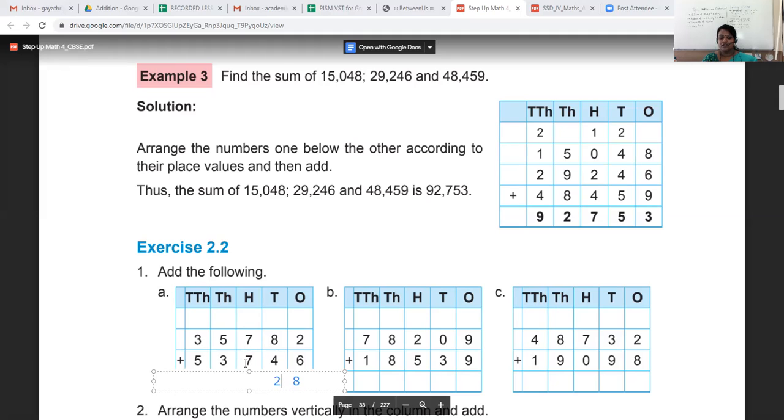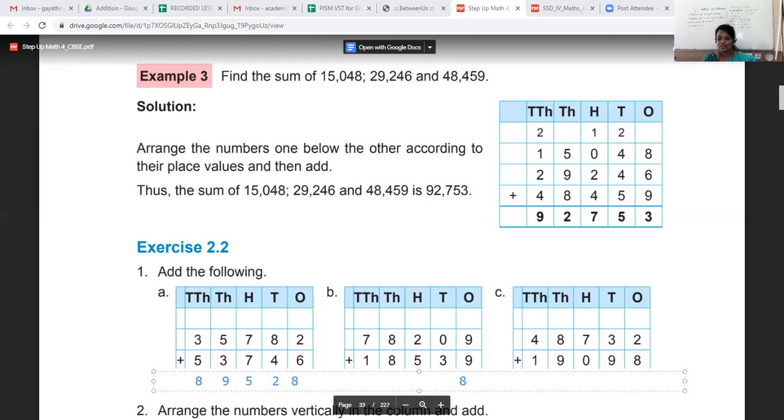7 plus 7 is 14 plus 1 is 15. So we have 1 again carried. So 1 plus 5 is 6 plus 3 is 9. Followed by 3 plus 5, that is 8. Let us go for more other examples of addition. We have 78,209 plus 18,539. 9 when added with 9 results to 18, where 1 is carried.